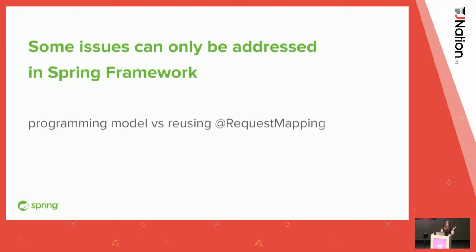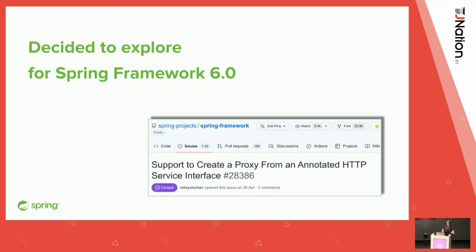And some issues can only really be addressed best at the core, so within the Spring Framework. Because in order to avoid all these issues that we had before, we need to rethink the programming model and consider what we need and what not. And then take decisions about what annotations make sense for us to provide and which not, instead of just copy-pasting it. For example, as we had with request mapping. So we have decided to explore this within Spring Framework 6 and started creating our own interface client.